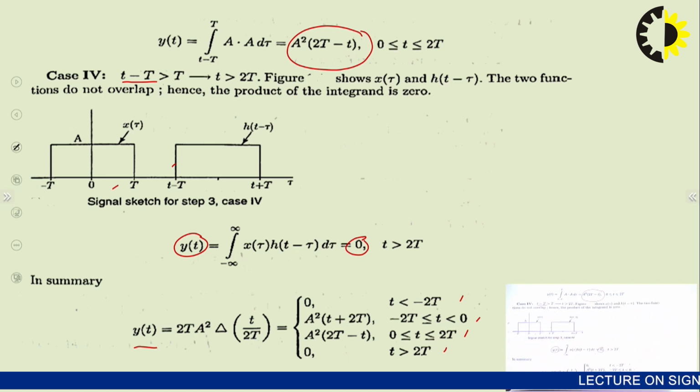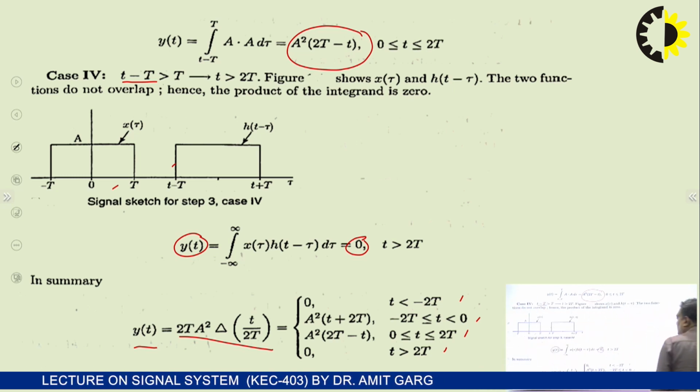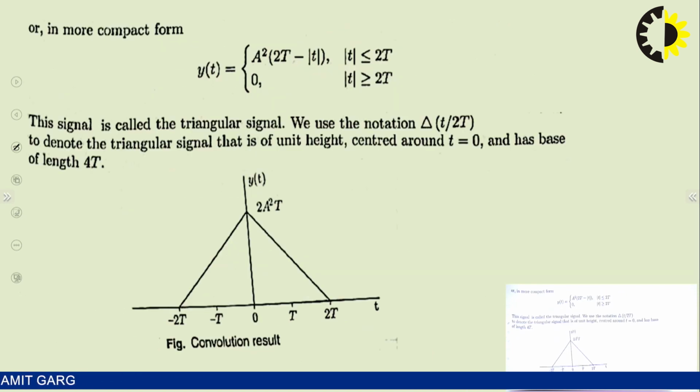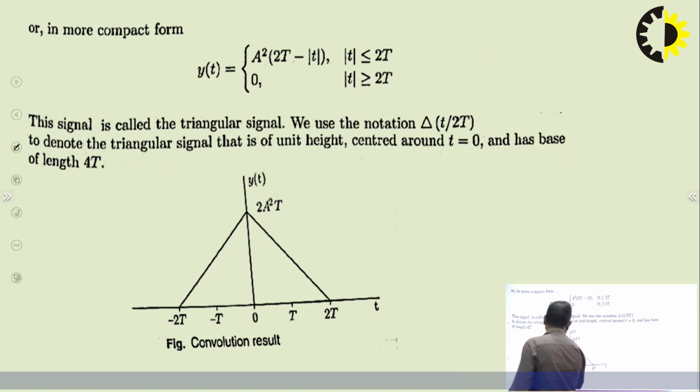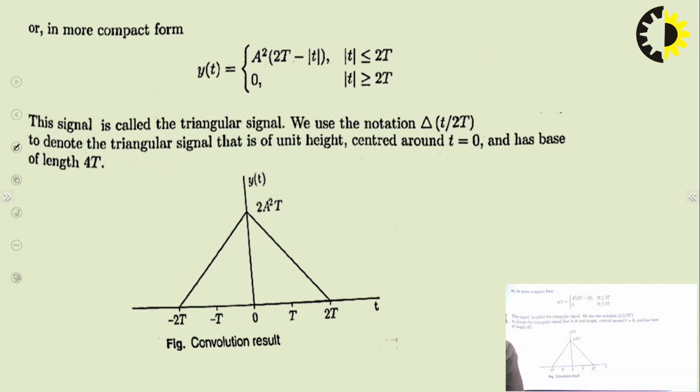If you see, you can also represent it in terms of a triangular signal. The convolution of two rectangular signals is basically a triangular signal having width 4T, where 2T is this point and minus 2T is this point, and 2a square T is the amplitude of this triangular signal. So we can also represent the answer in this form: a square times (2T minus mod of t), where mod of t is less than or equal to 2 times capital T, and 0 when mod t is greater than 2T. This is how we solve the convolution problem.